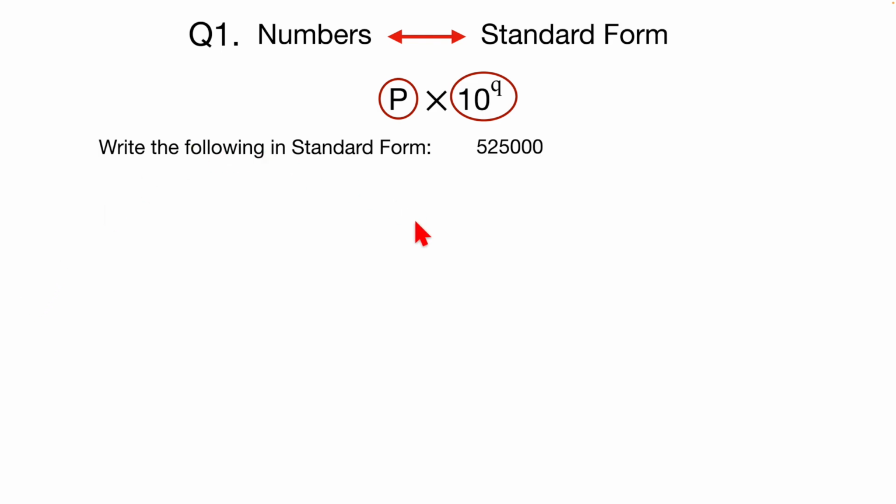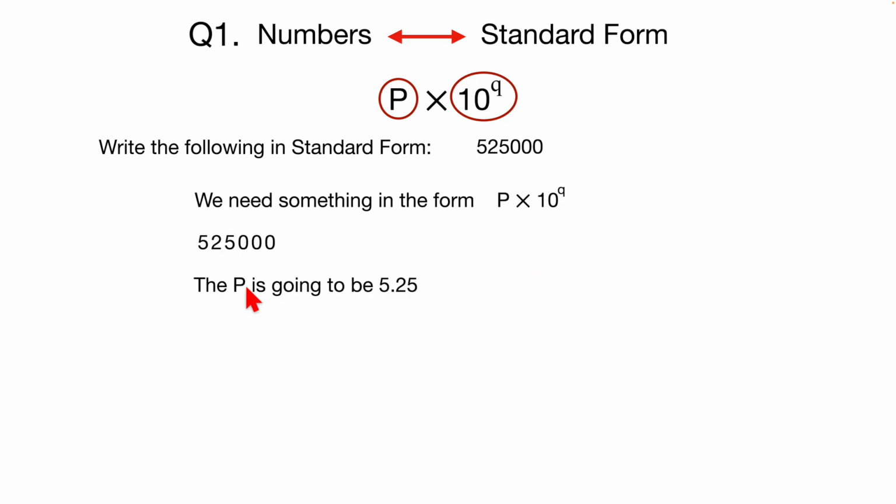Write the following in standard form. That's 525,000. And we're looking for something like this. I always like to think about what I'm targeting: P times 10 to the q. There's my number. P is going to be 5.25. I just know that. It has all the information I need, plus it's between 1 and 10.